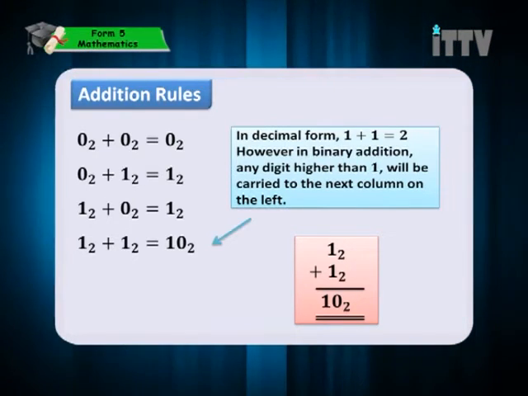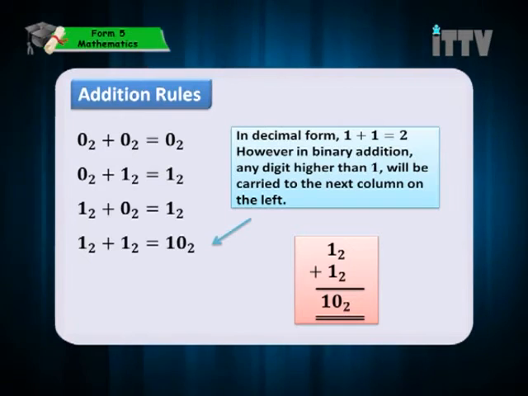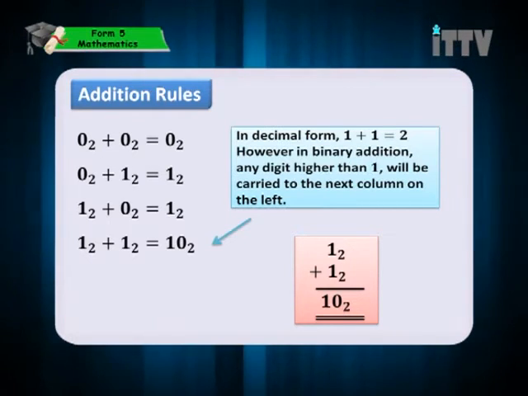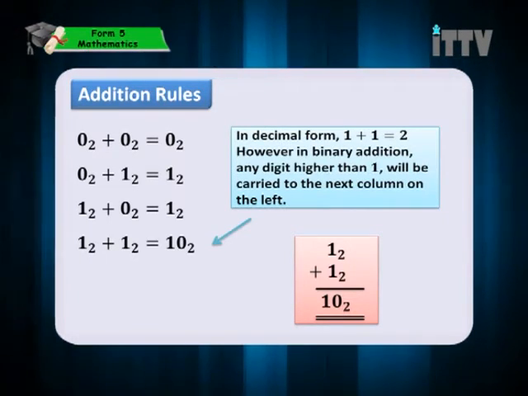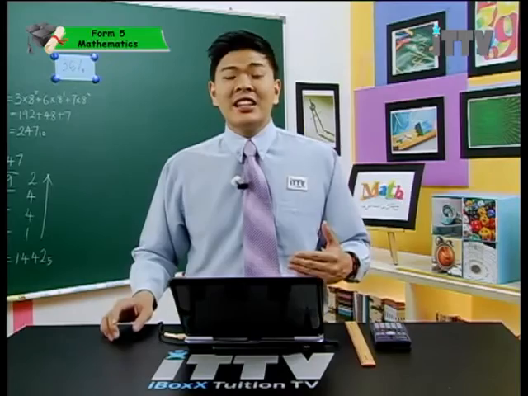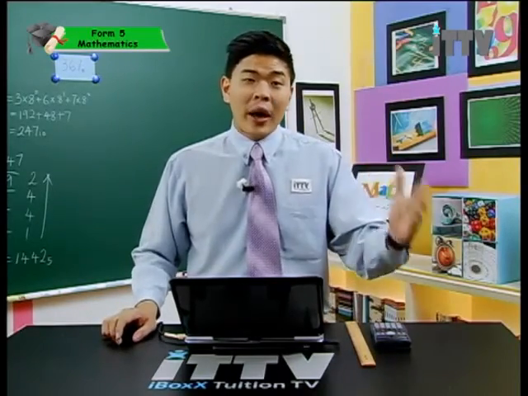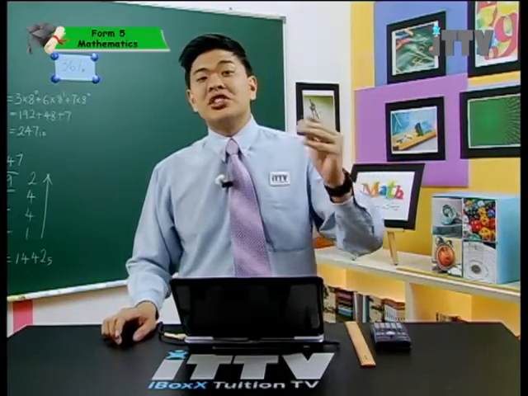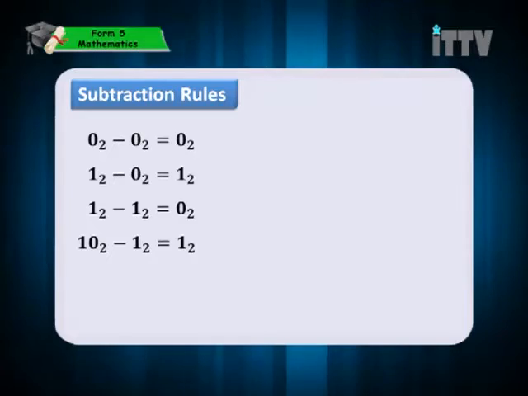In decimal form, 1 plus 1 equals 2. However, in binary addition, any digit higher than 1 will be carried to the next column on the left. Since in base 2 there are only the digits 0 and 1, after 1 comes 10 immediately. Now, subtraction rules.